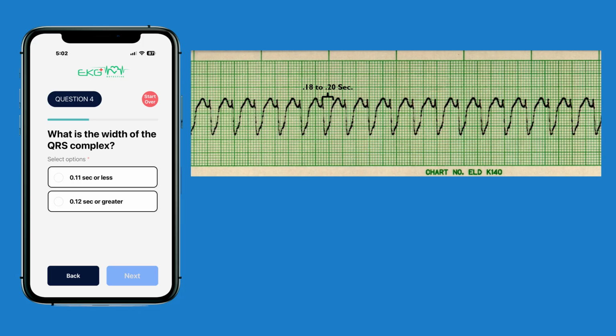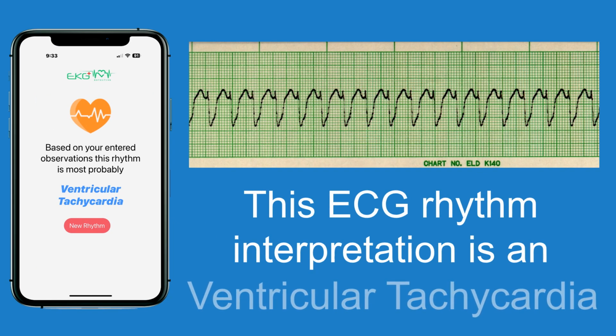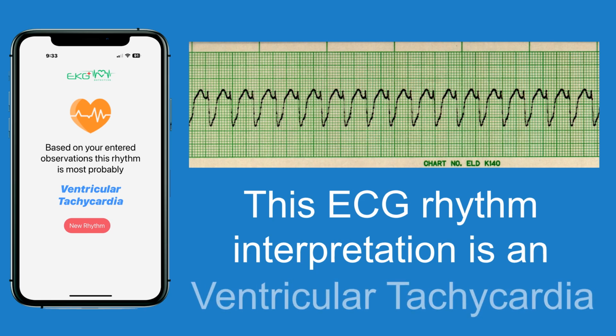So with this, since we have wide and bizarre QRS complexes, or wide QRS complexes, we will go to the app, we will select 0.12 seconds or greater, and then hit next to go to the next screen. And upon answering that question, the app is going to take us to the rhythm that we've been dealing with from the beginning, which is ventricular tachycardia.